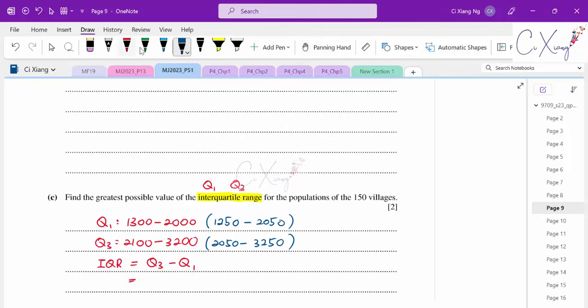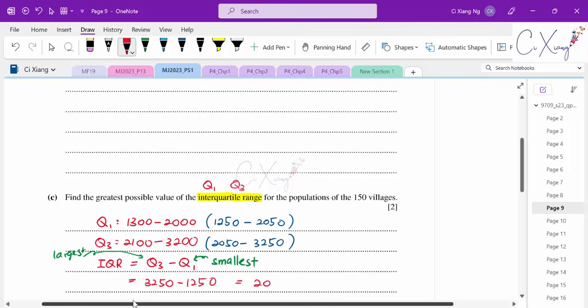You can try to do some simple analysis here. My Q1 must be the smallest. If I have the Q1 which is the smallest value, and the Q3 is the largest value, when I take the largest value minus the smaller value, I will get the greatest possible answer. Therefore, the largest Q3 will be 3250, and the smallest Q1 will be 1250. When I minus them, I will have 2000, which means that 2000 will be the greatest possible interquartile range that I can get from this set of data.